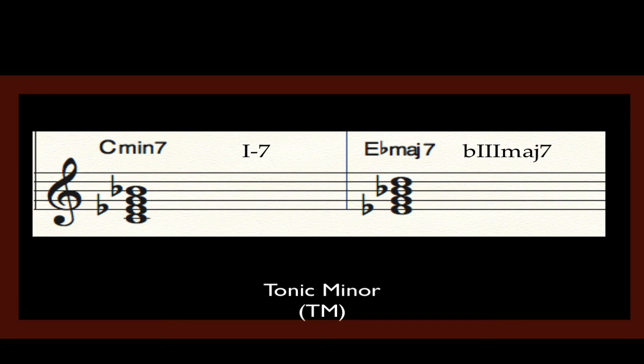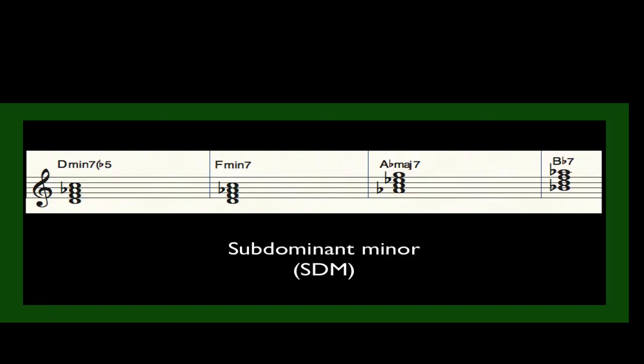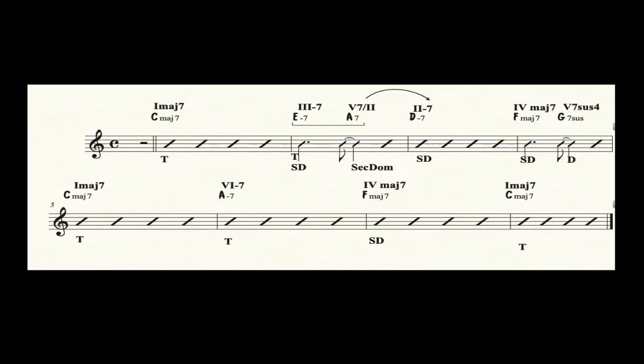There's many variations on these sounds. The common subdominant minor, or SDM chords, are 2 minor 7 flat 5, 4 minor 7, flat 6 major 7, and flat 7 7. Now let's go back to the chord progression so we can make some changes.